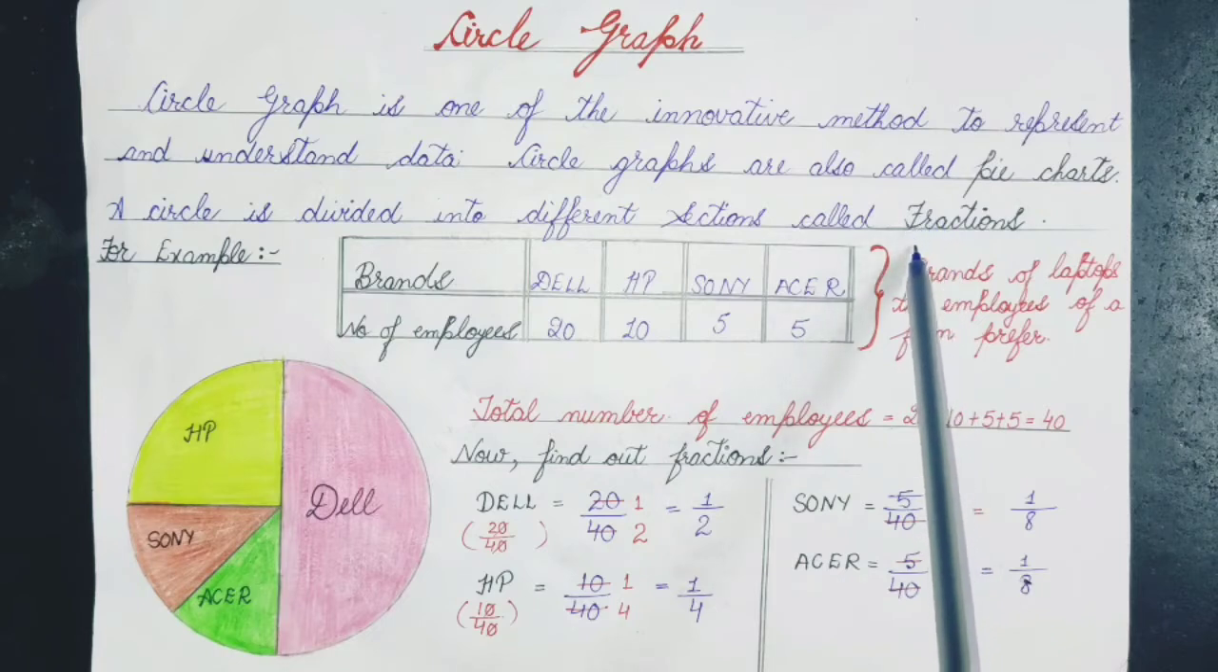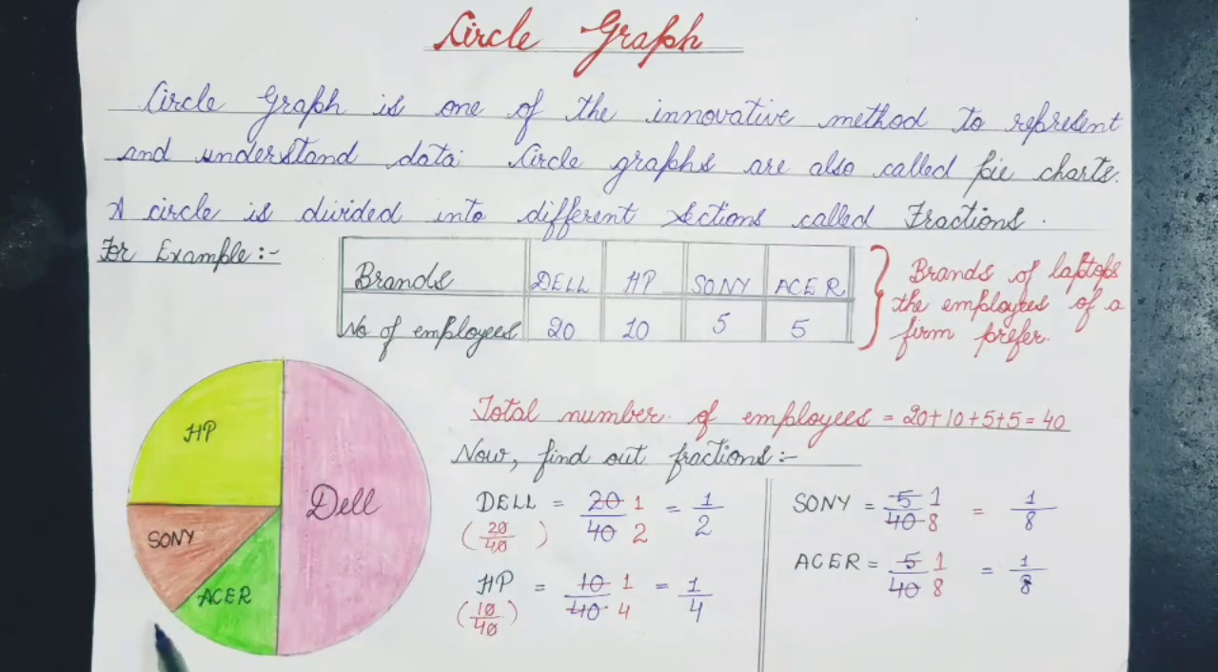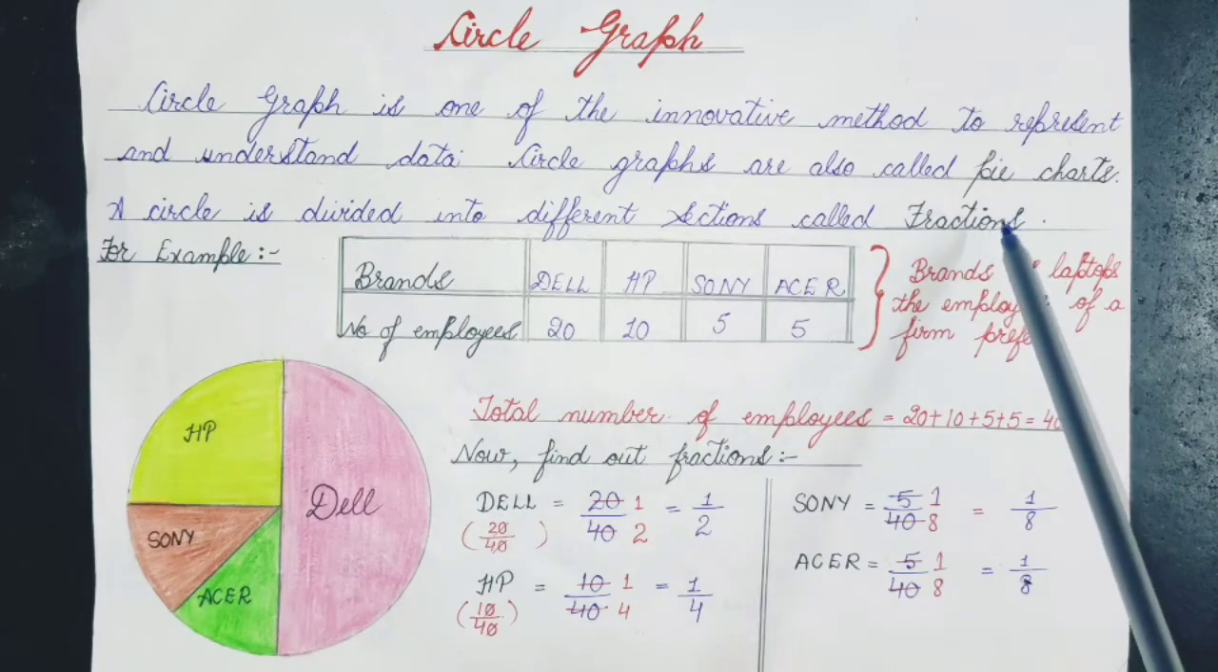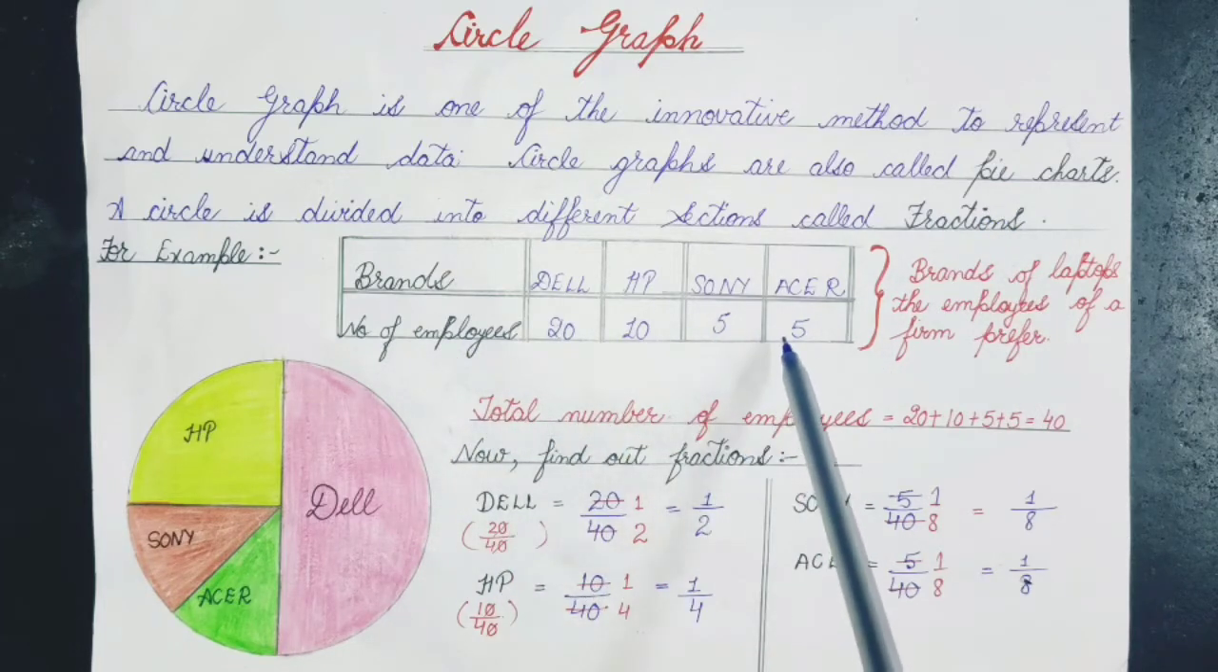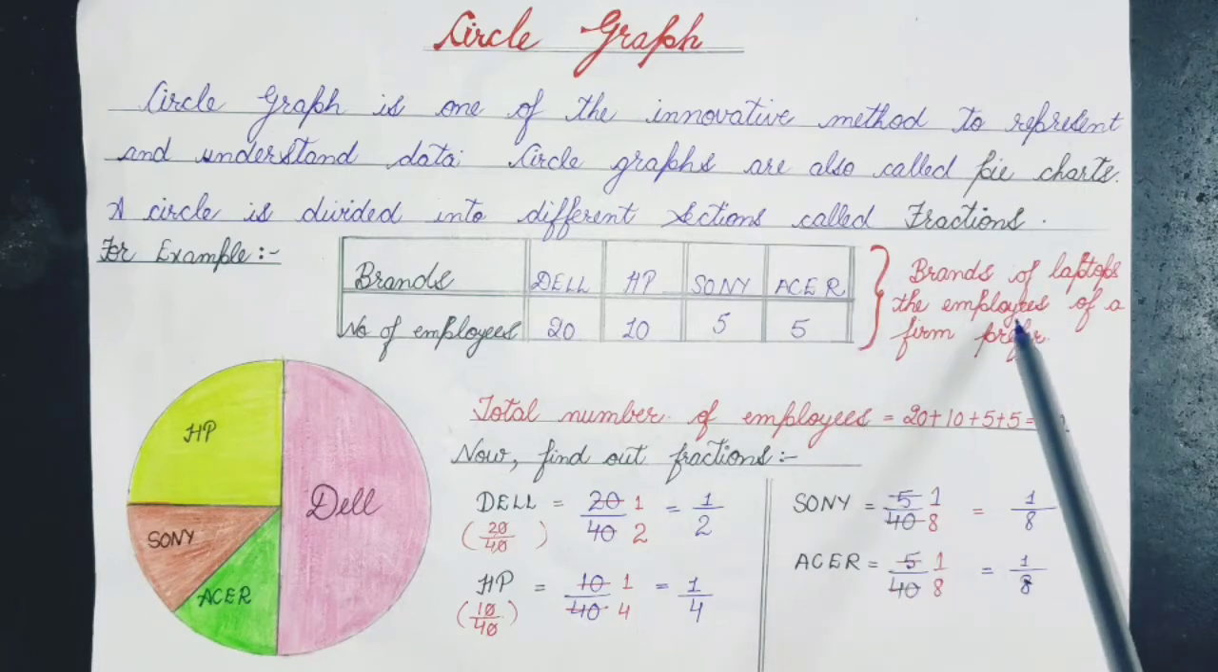When we are showing our data in the form of a pie chart or a circle graph, we have to divide the whole circle into different sections. They are known as fractions, right? Let us consider one example. See here, a few brands of laptops are given which the employees of a firm prefer.